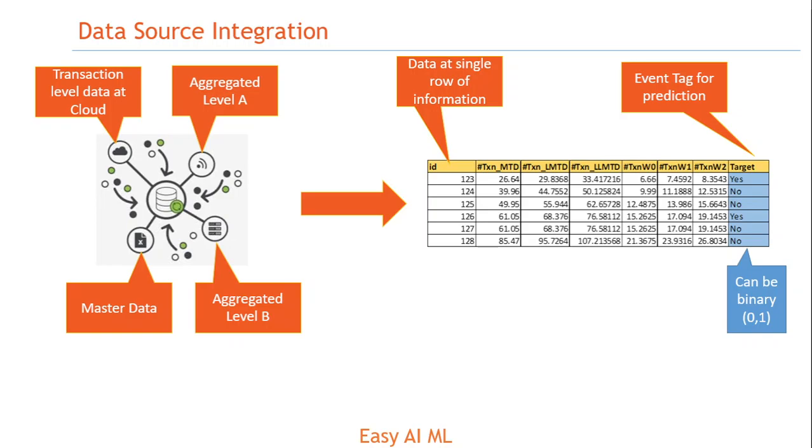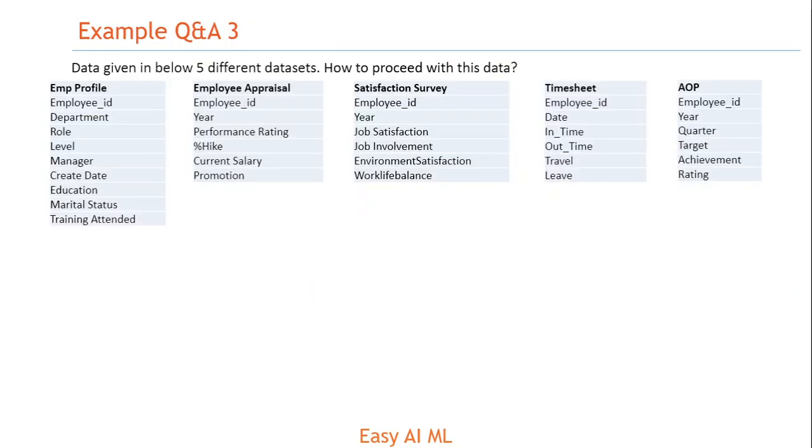Now in the picture, it is shown like there is transaction level data at the cloud. There are aggregated level data. Suppose transaction level data is converted into weekly, then converted into monthly, and there is a master data that says all the active employees in the organization. Now we will understand this in the next example.